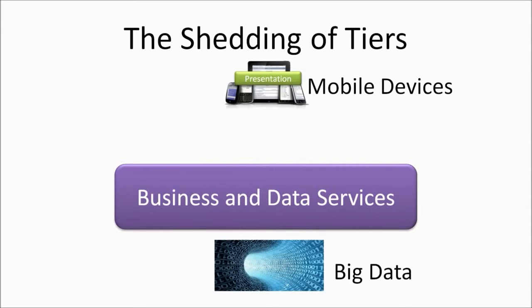The result of this is what I call the shedding of tiers, where you see a very clear distinction between what's happening on the client side, presenting the user experience, and what's happening on the service side to actually deliver the data that provides that user experience.